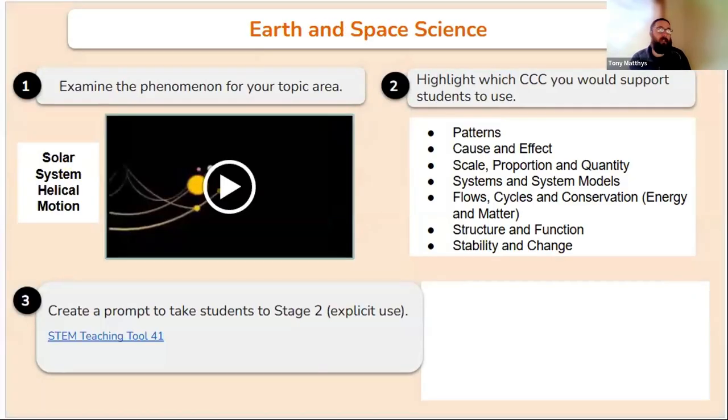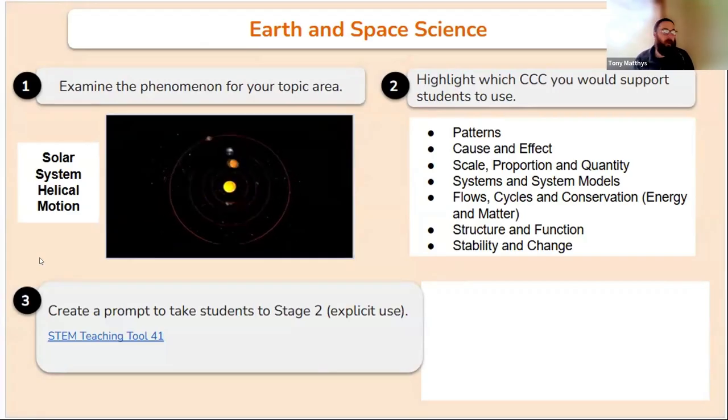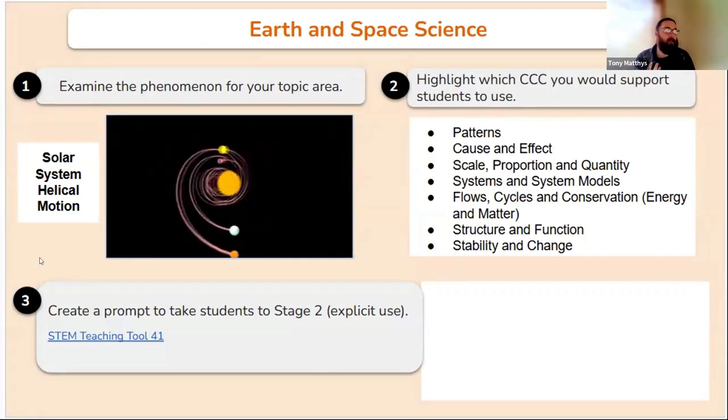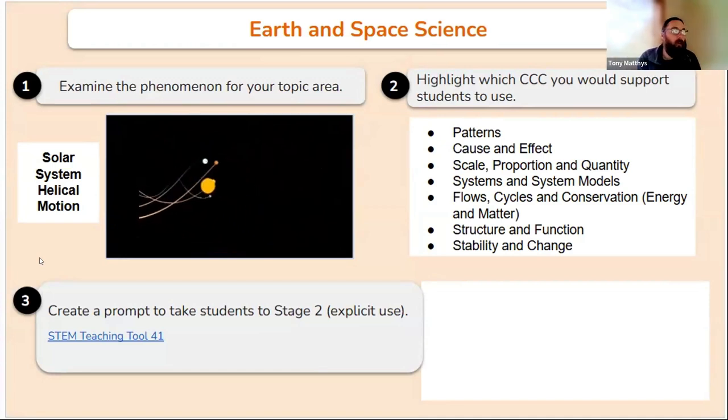And then same thing for earth and space science. Here is a model of the solar system. We're seeing both the circular orbits, and because the sun is also moving through the Milky Way, another way to represent that motion is actually as helical motion.